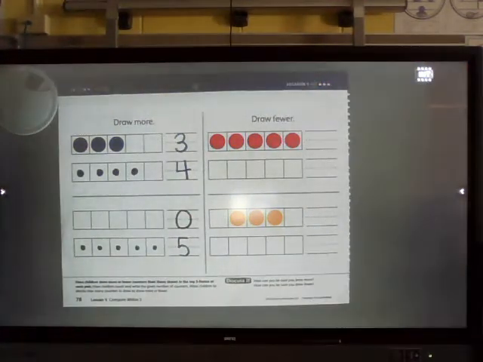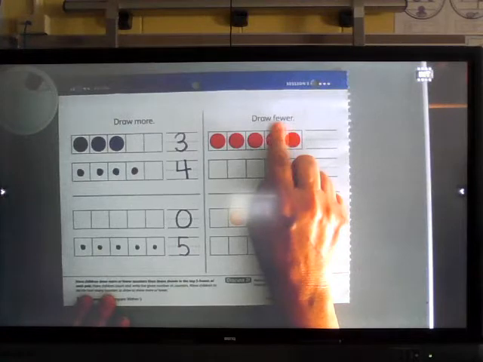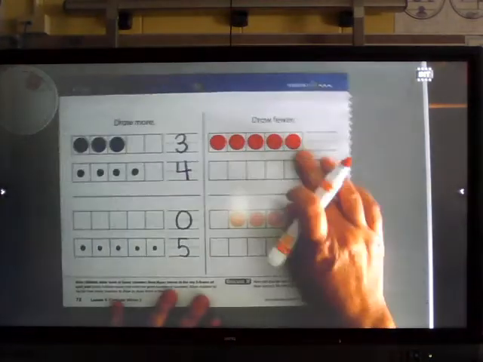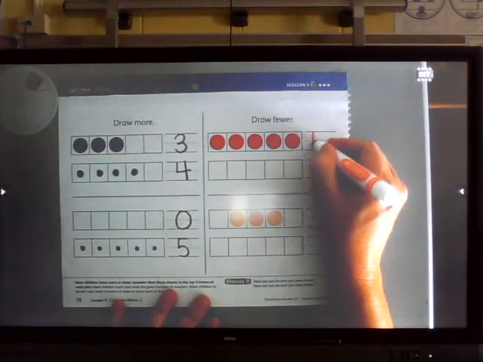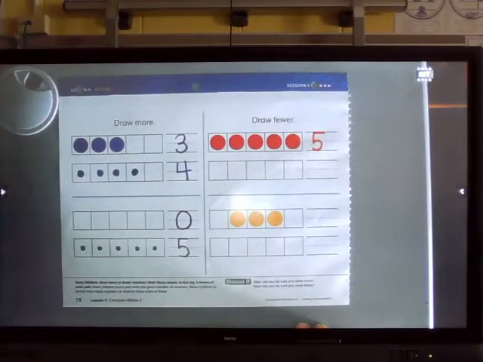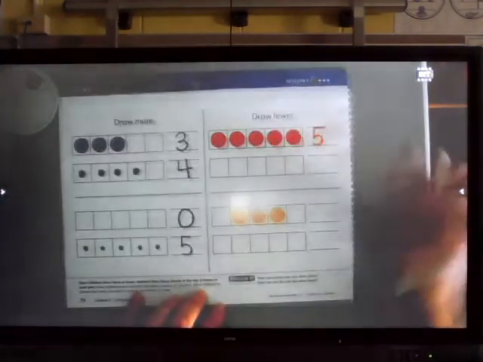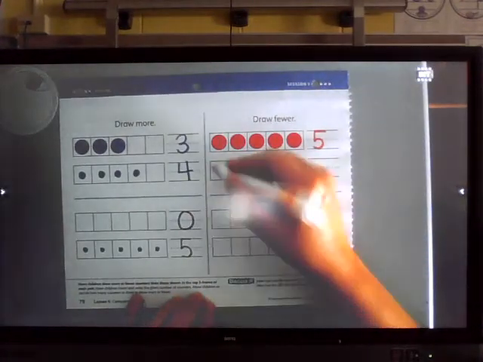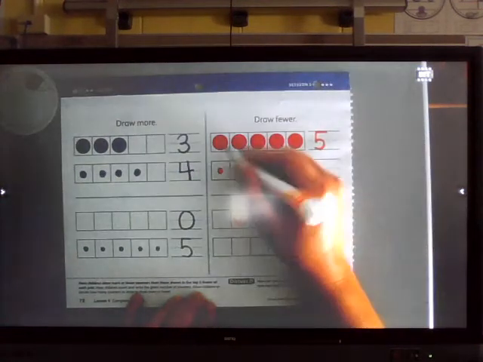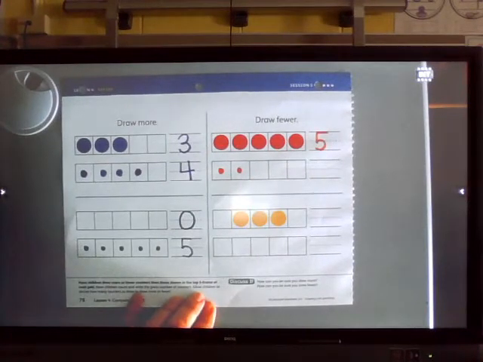Take a look at the other side of the page, and now we are going to be drawing fewer or less. Remember, fewer means the same thing as less. So, a full 5 frame means there are 5. So if I'm going to draw fewer, I could stop right there because 0 is fewer than 5, right? How about 1, is that fewer? Yes, 1 is fewer. Is 2 fewer than 5? Yes, absolutely fewer. It is less than 5.